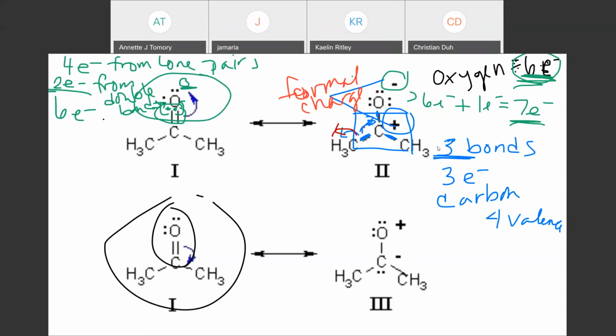On the right-hand side, it brought 6 in, but then it came out with 7, so it came out with an extra electron. It went from 0 to a -1. So this one, because it's reducing the charge, is more stable. However, they can both exist, but this one's going to exist more often.